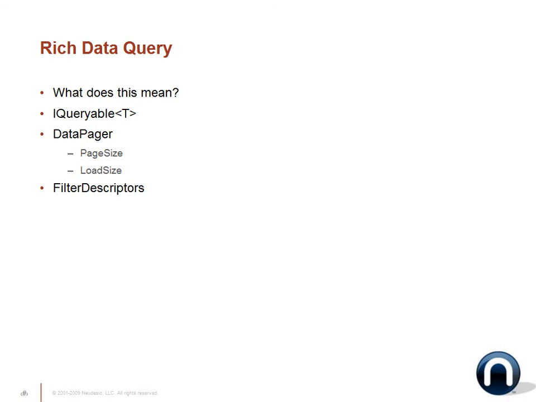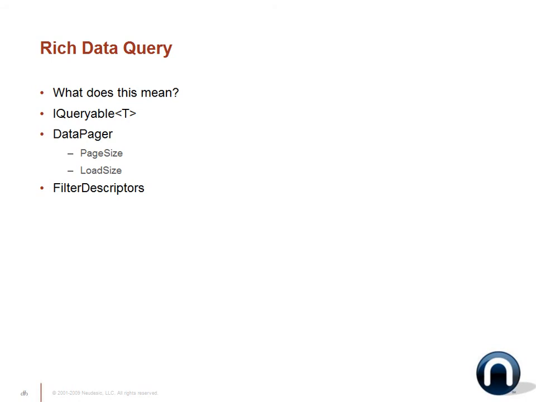So instead of returning a list of objects for your service operations, you return IQueryable, and that gives you the ability, when it's implemented, and because we're using the LINQ to Entities domain service, to continuously add different parameters to the query to modify the results, so it makes it LINQ friendly.